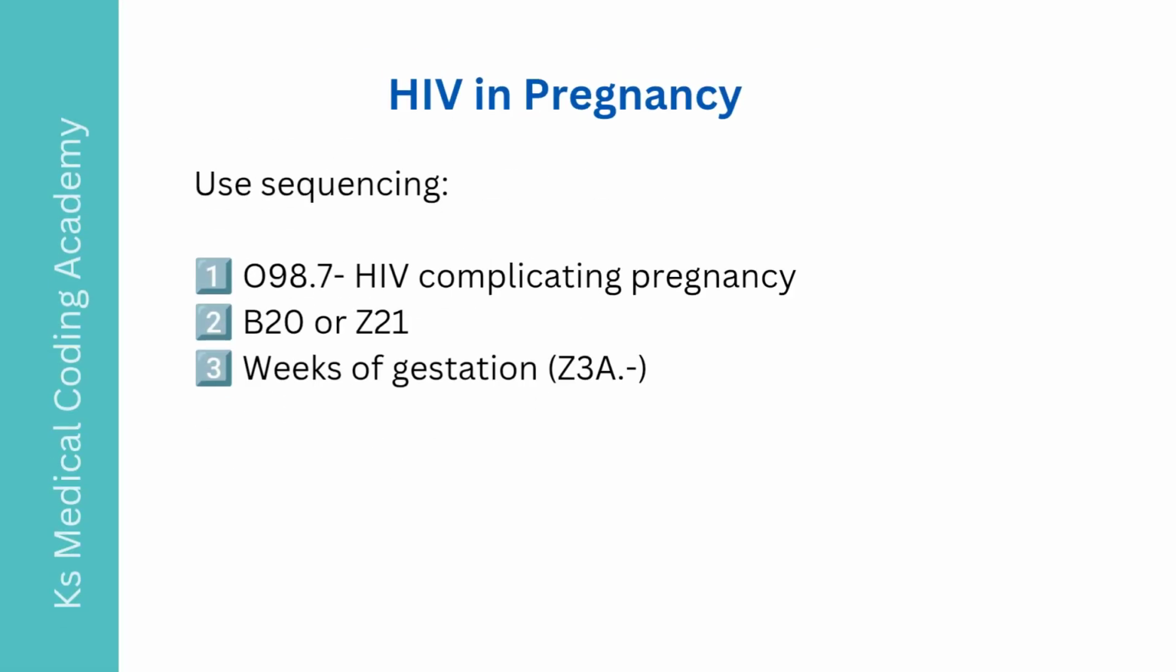HIV in pregnancy. For HIV complicating pregnancy, sequencing is very important. First, assign O98.7 for HIV complicating pregnancy. Second, assign either B20 or Z21. Third, add the weeks of gestation using Z3A.